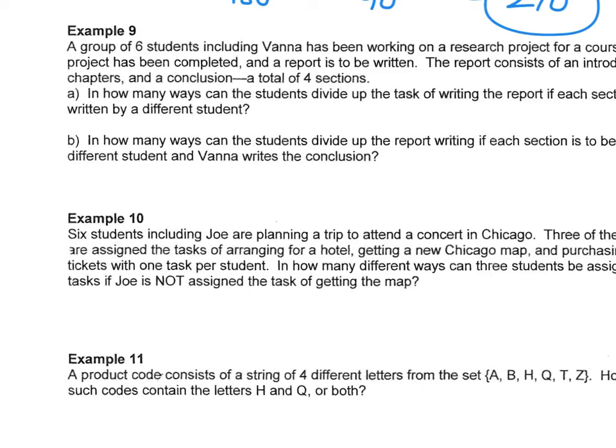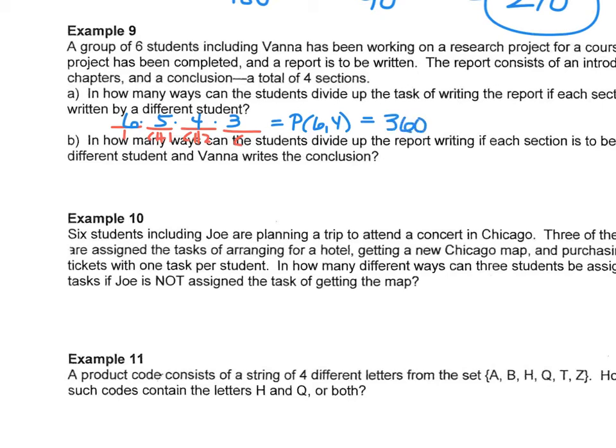Simple enough. I'm going to use event blanks and say there needs to be an intro, chapter 1, chapter 2, and a conclusion. Okay? There's 6 people to do this, and there has to be a different person each time, so we'll do 6, 5, 4, 3, which is the same as permutation of 6, choose 4, for a total of 360.